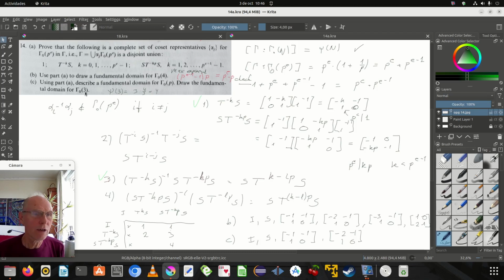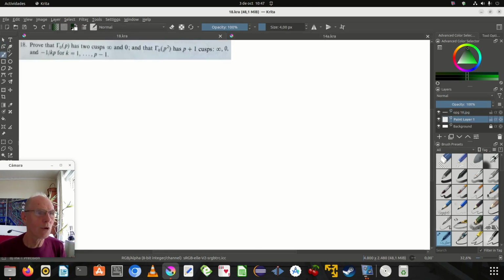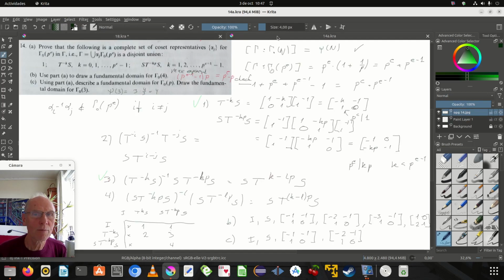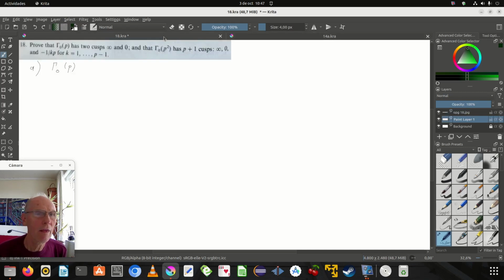Actually, I didn't do that. I only did it for level 3. We'll need to do that work now. So first I'll write up the generators of the cosets, which we have from problem 14. That's E, unity, and S T to the k, where k goes from 0 to p minus 1. That's p.